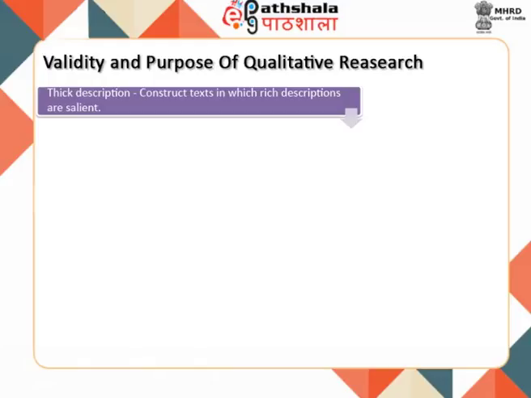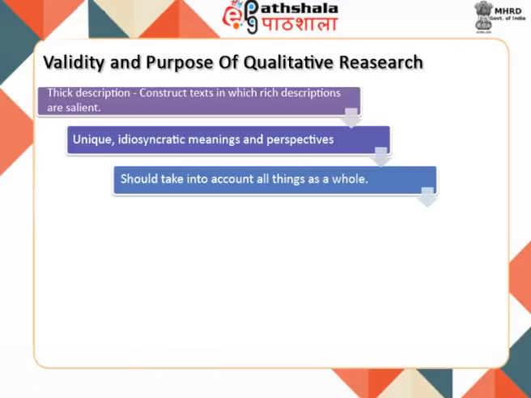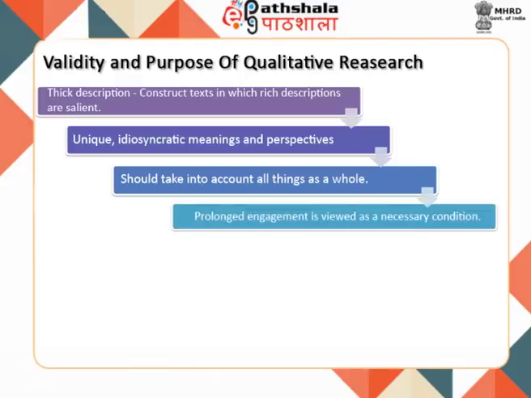That facilitates analytic interpretations. The descriptions should bring out unique, idiosyncratic meanings and perspectives that people have regarding the issue. The validity as a process requires that the understanding of people's construction of reality should take into account all things as a whole. Furthermore, an understanding of participants' worldviews under study may be insufficient without situating meanings in context. Hence, prolonged engagement from the side of the researcher is viewed as a necessary condition.